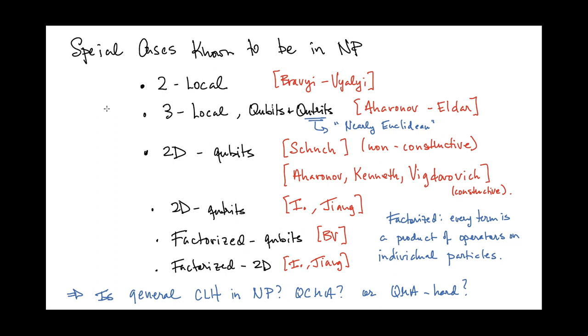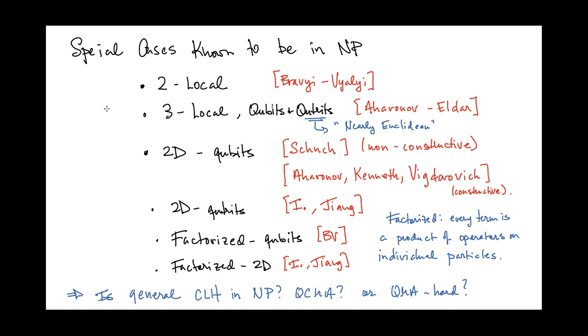This is what we know so far. I think it's useful to get the lay of the land. I don't think I walked through this slide yet. So for commuting local Hamiltonian, we know that a bunch of special cases lie in NP, but the rest is wide open. The cases that we know lie in NP are two local, three local on qubits and qutrits, and certain nearly Euclidean cases, in 2D for qubits. Shook, we just sketched his proof. This second paper actually gives a constructive solution, meaning that the adversary gives you a way of constructing the ground state using a circuit.